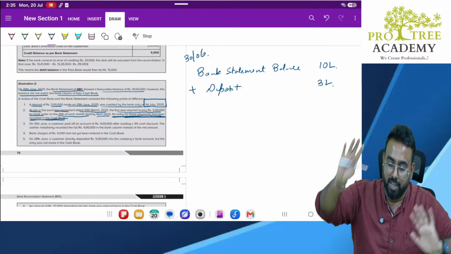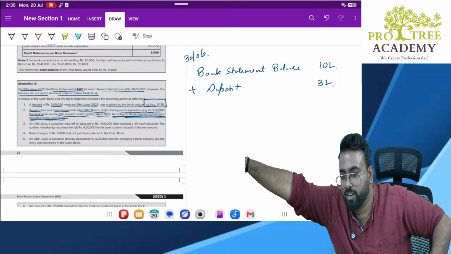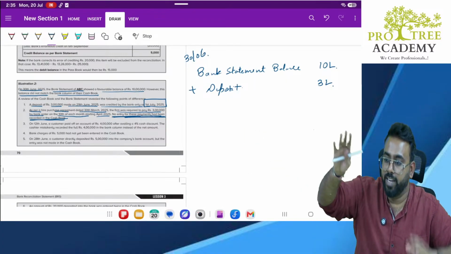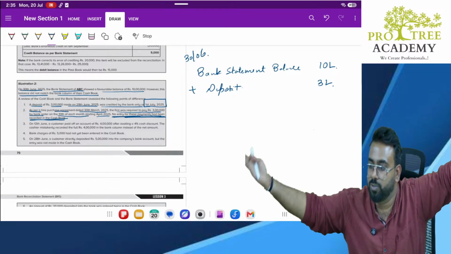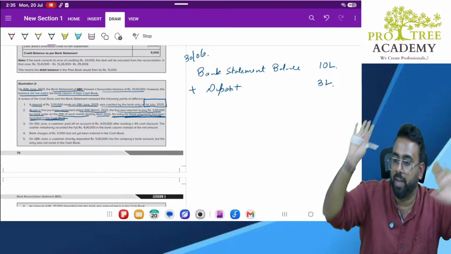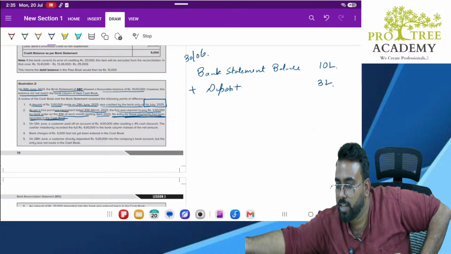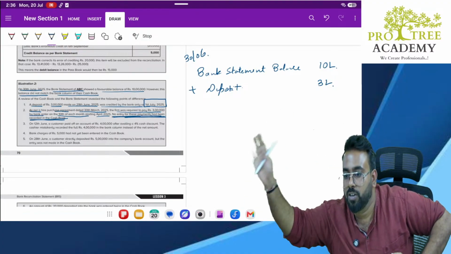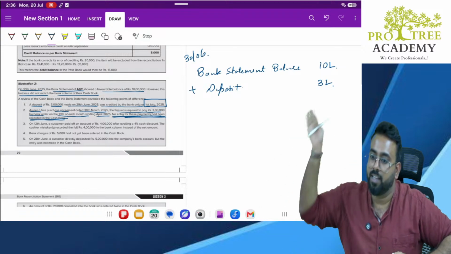Correct? Now what has happened earlier? In the bank statement 3 lakh has already gone out. Now in the cash book it was never recorded as gone out. Correct? Now what should we do? Bring it back. How do we bring it back? The 3 lakh payment which has gone out, we will consider that it has not gone out. If you consider that it has not gone out, it should not be minus 3 lakh, it should be plus 3 lakh.